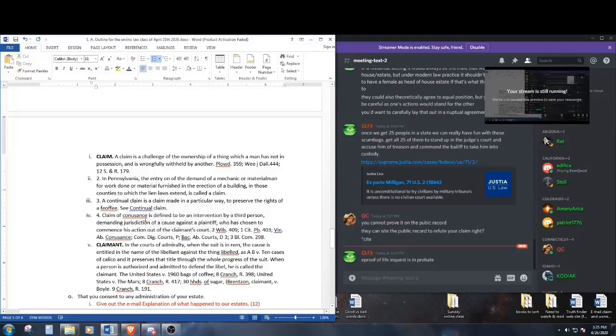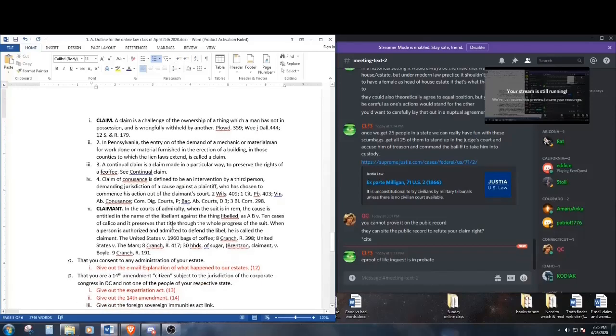So, a claim of cognizance can also be brought from the standpoint that, hey, we're bringing everything into the formal probate. Everything else gets shoved into here, and you can do that from that standpoint. You can also do it from what's called a motion to consolidate, where you consolidate everything under your proper court of record. Claimant in the courts of admiralty is when the suit is in rem.